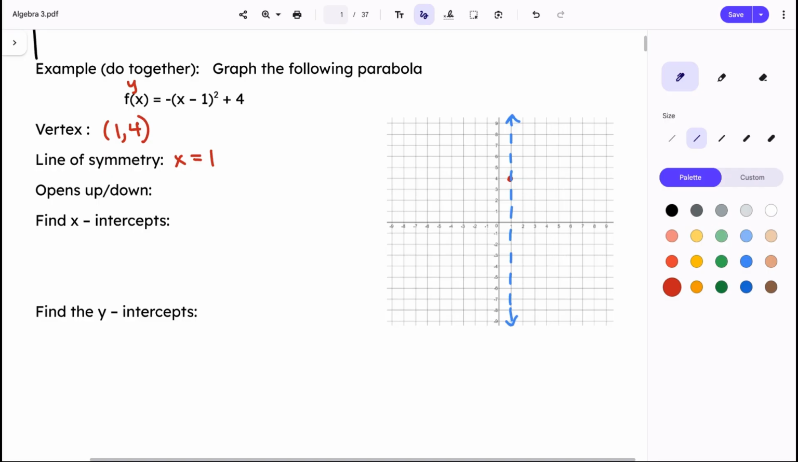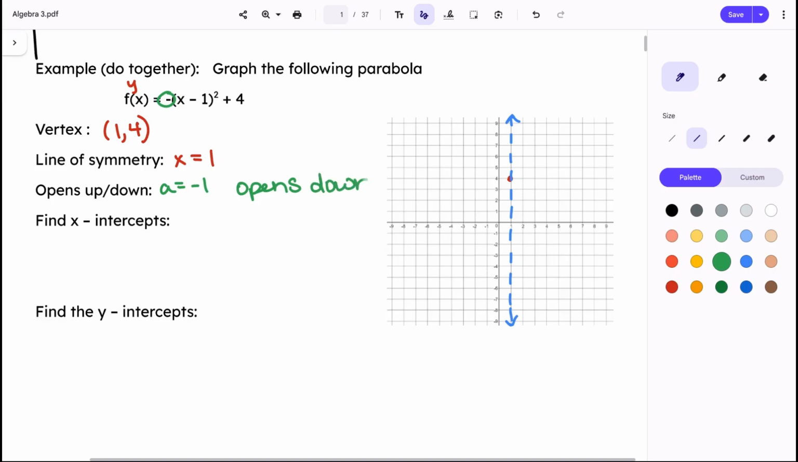All right, let's figure out if this graph is going to open up or down. Is it going to be happy or sad? Where do we look for that? The A. Now, where's the A here? In the very front. What number's in the very front? Negative 1, right? So I'm going to write here, A is negative 1. If it's negative, is it going to be happy or sad? Sad. So it's going to open down.